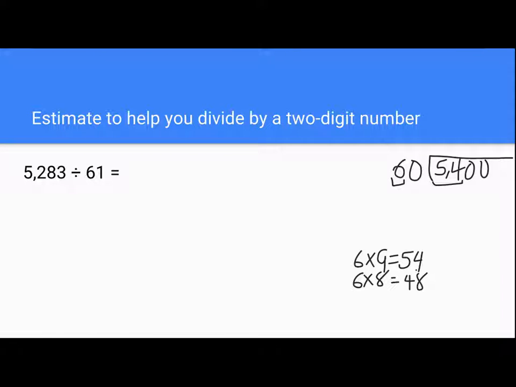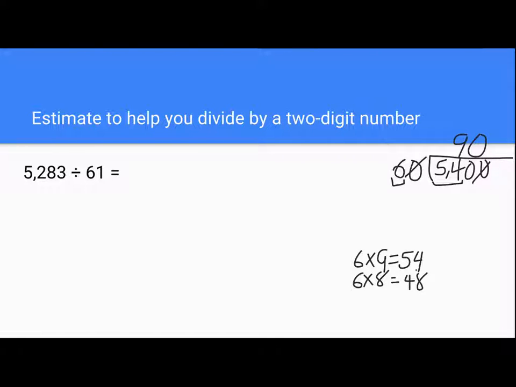So now I can divide very, very easily to help me think of what my answer should be around. If I cross out a 0 for my divisor and a 0 for my dividend, now it's 540 divided by 6. And the answer to that is 90. Put my 9 here and my 0 here.